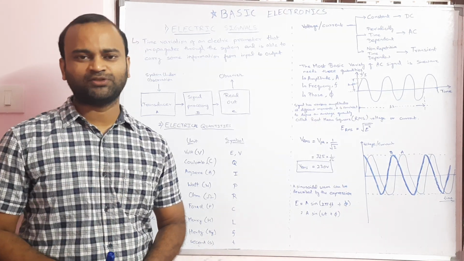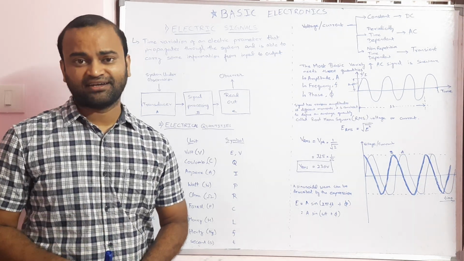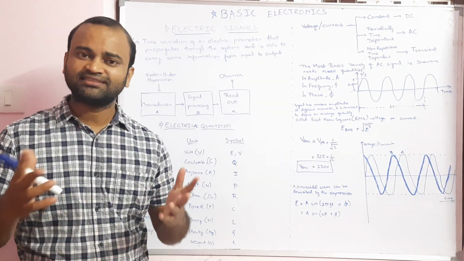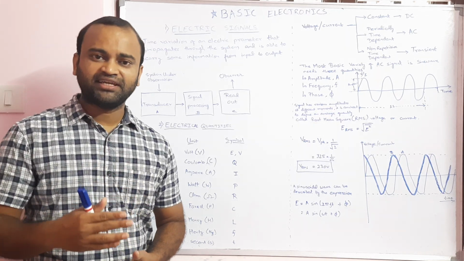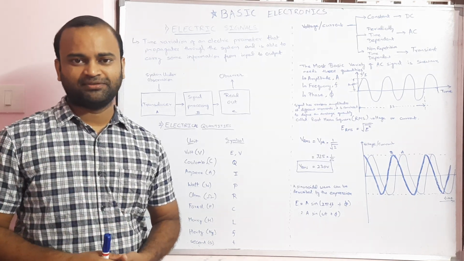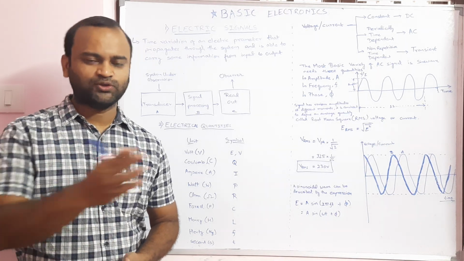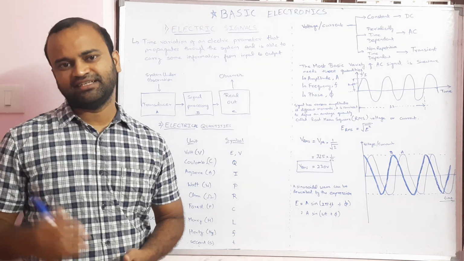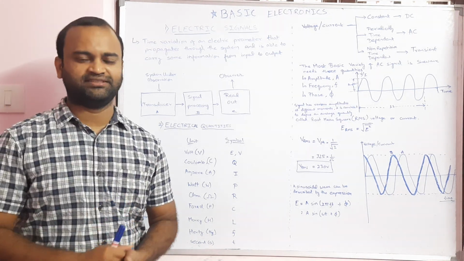To start with the basics of electronics, first let us discuss what an electrical signal is. In generic terms, an electrical signal can be defined as a time variation of an electrical parameter which carries some information from input to output, or from one section of the hardware design board to another section of the hardware design board.